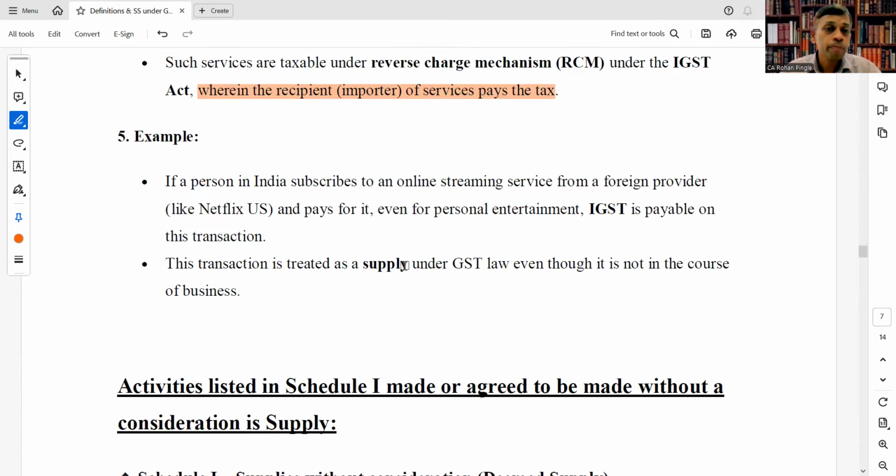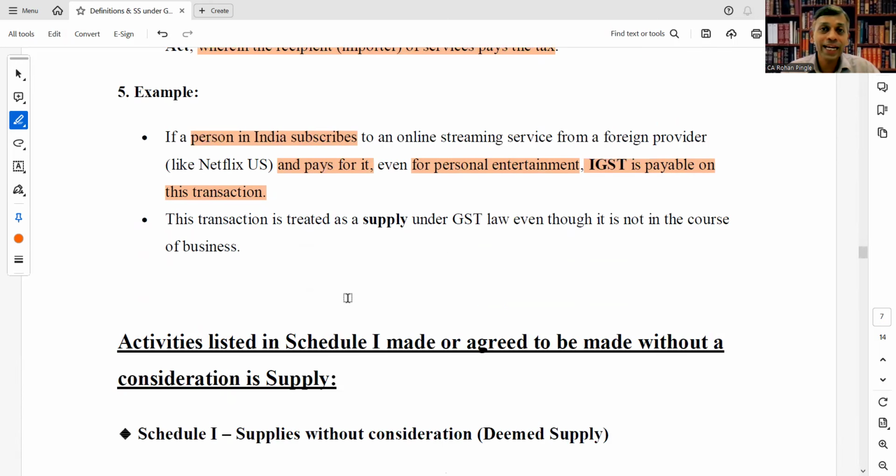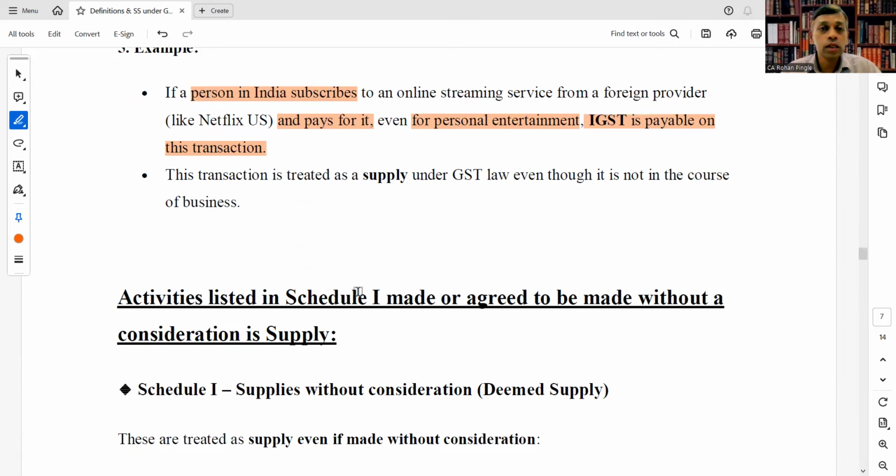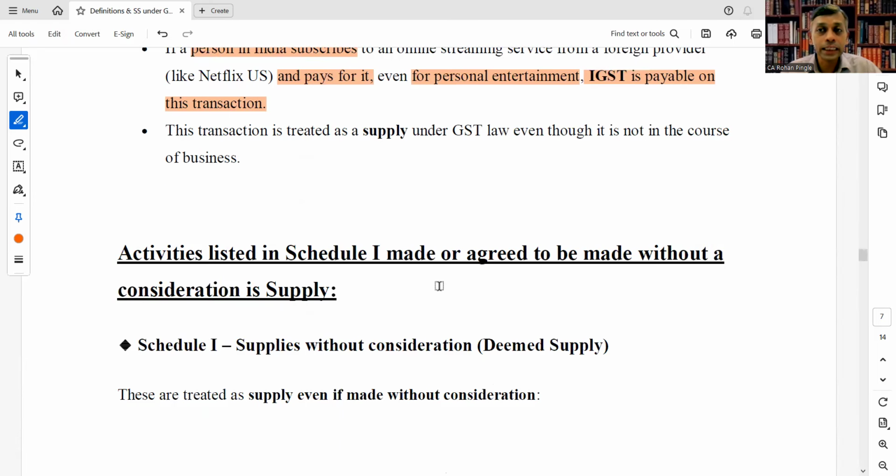Very important. Example: if a person in India subscribes to an online streaming service from a foreign provider like Netflix US and pays for it, even for personal entertainment, IGST is payable on this transaction. It is for personal entertainment, and you are required to pay IGST. This transaction is treated as supply under GST law, even though it is not in the course of business. Okay, clear? Till this, I think you all will be clear.